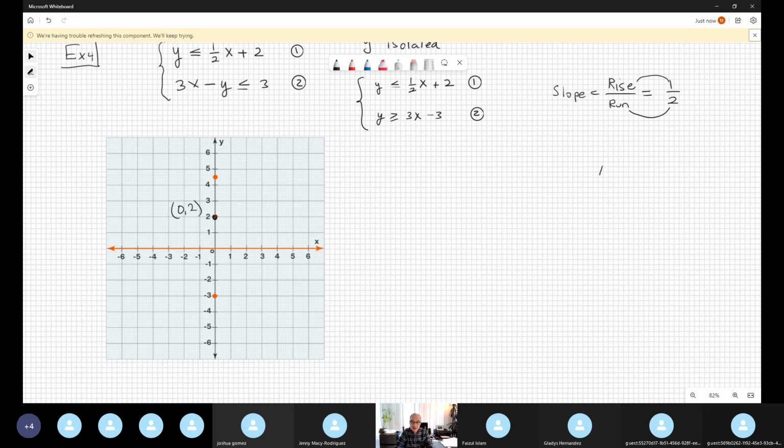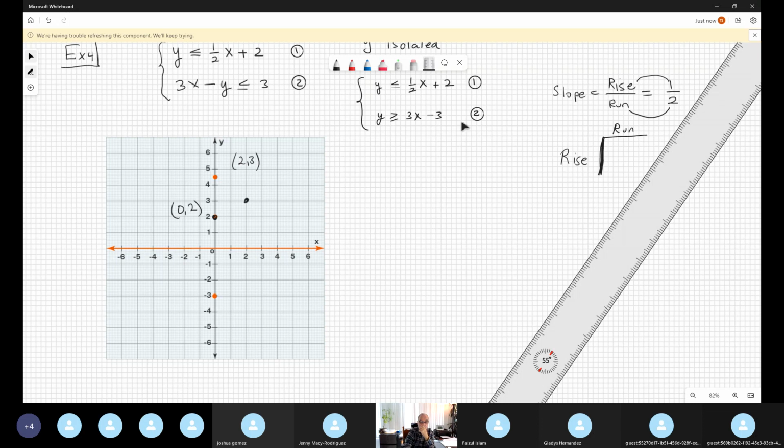Rise is vertical in that direction, and run is horizontal, to the right always. So over 2 units, up 1 unit, and you get the second point. By the way, this point is 2,3, no? Makes sense? Two points is enough to draw the graph of the line.